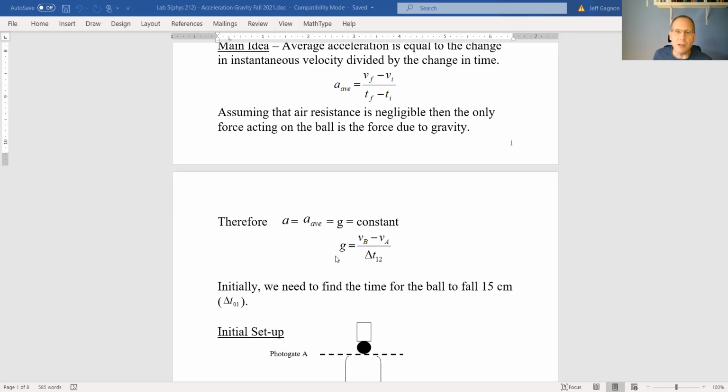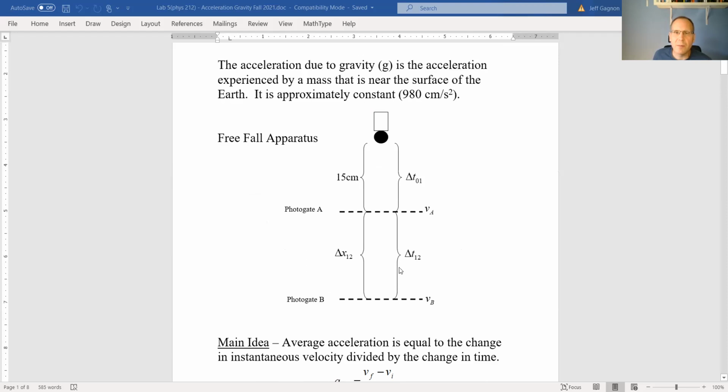Okay, now initially, if you notice here in this picture, I also have delta T01. This is just the time it takes for the ball to fall the first 15 centimeters. Well, we need to actually calculate that time. We need to measure that time, the time for the first 15 centimeters to go from the ball dropper to the location of the first photogate.